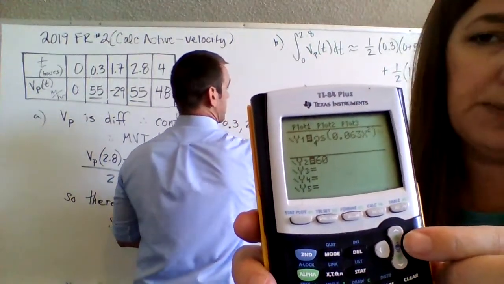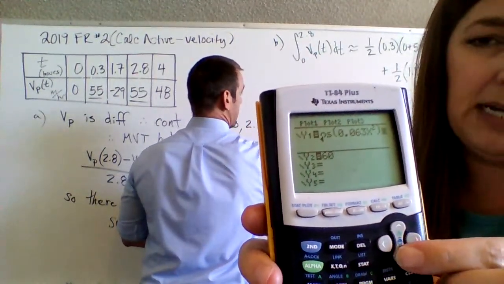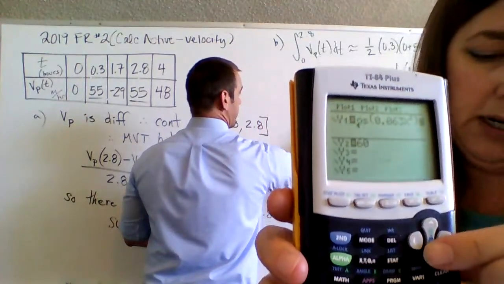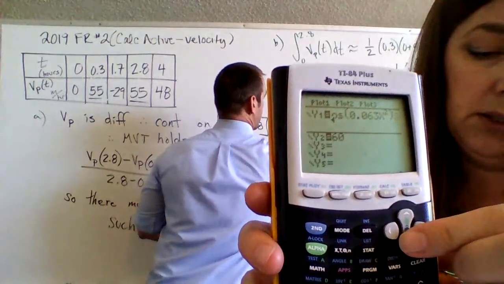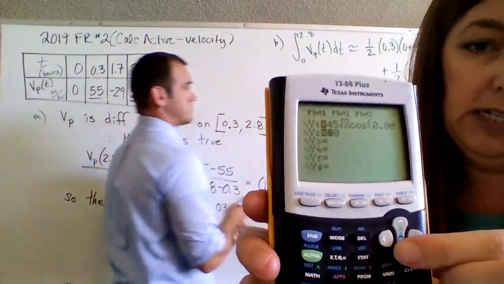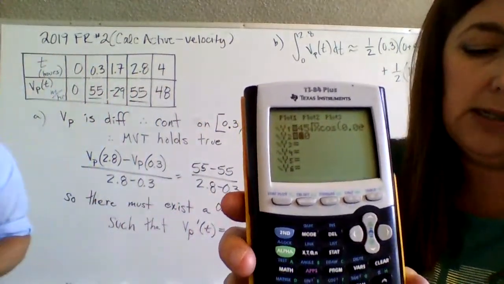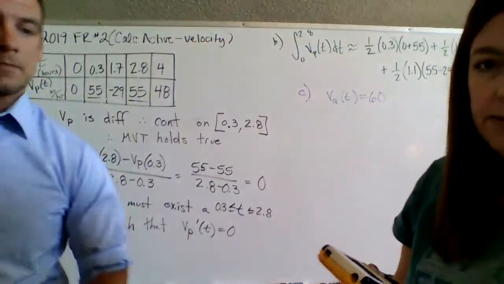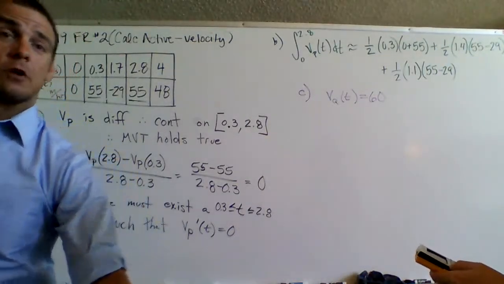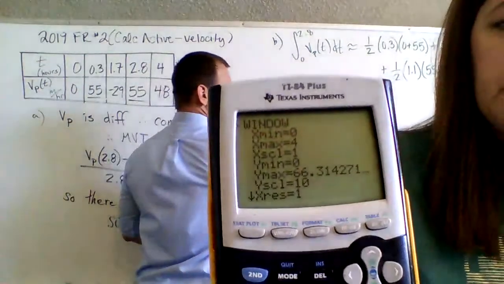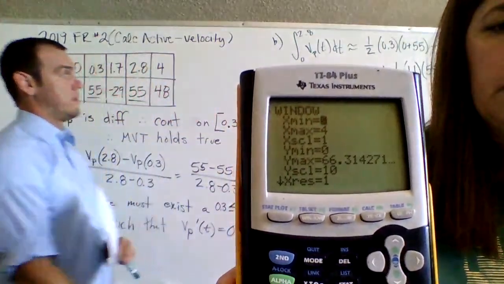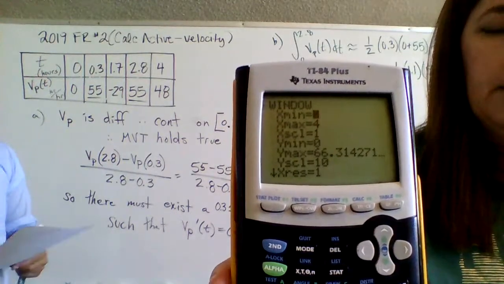There's just a lot of opportunities to make a mistake actually typing that rule for v sub q of t, the velocity for particle q. And then at least y2 is easy to type in. It's just the constant 60. So what I would go ahead and do is graph that. Really, what we're going to try to figure out is when v of q is going to equal 60.